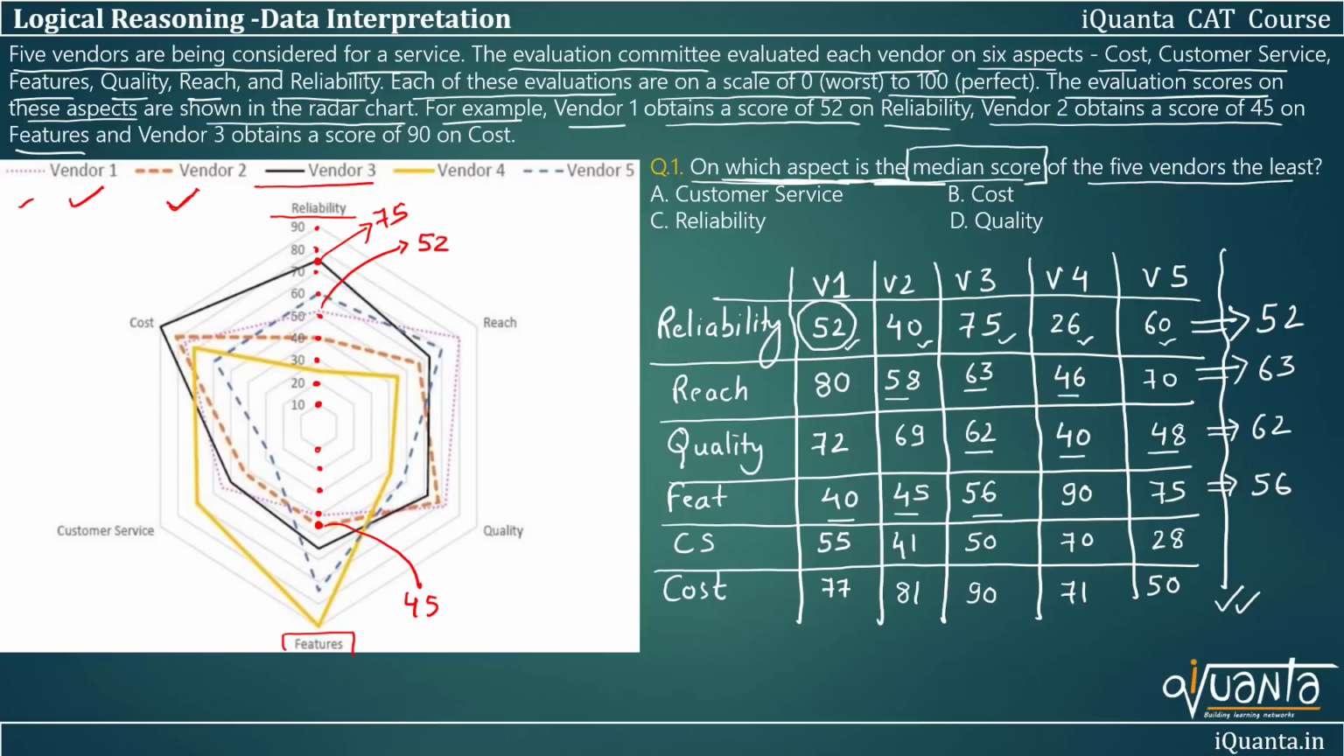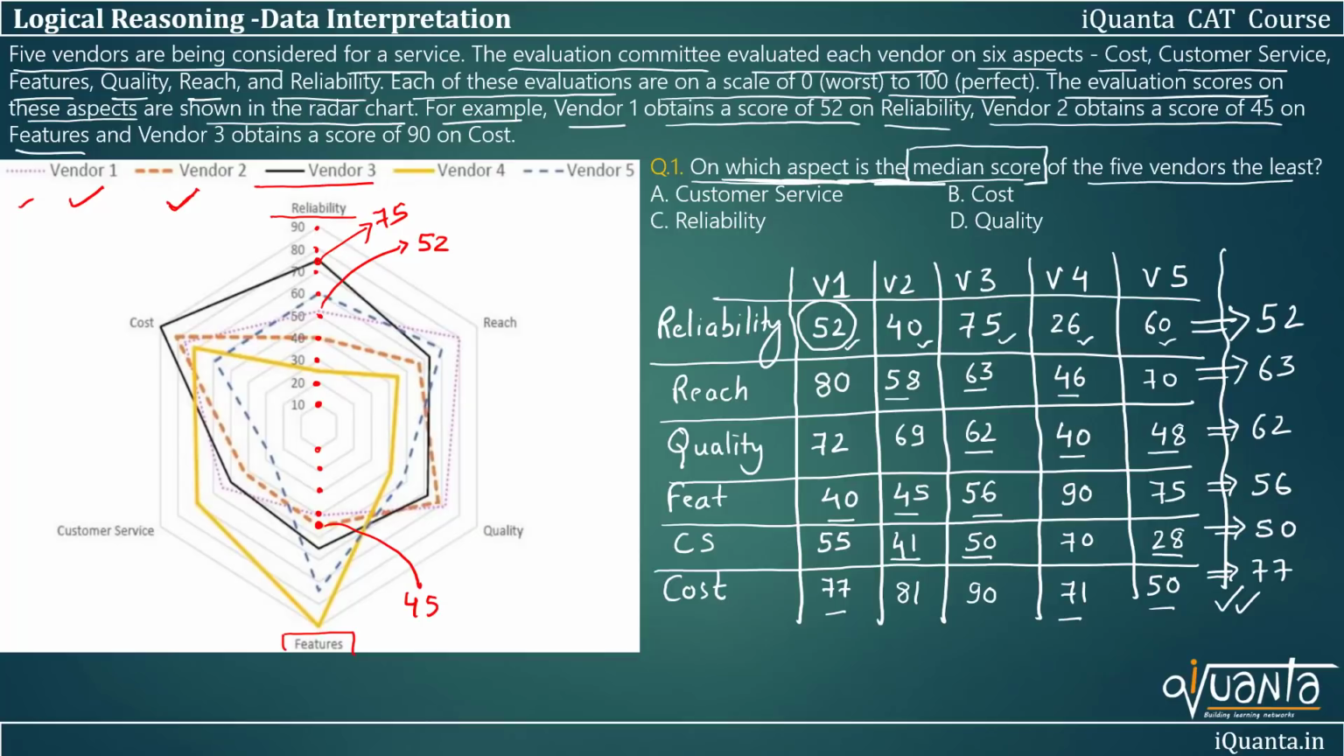For customer services, 28 is the least, then we have 41, then we have 50. So 50 will be the median here. At last for cost, 50 is the least, then we have 71, then we have 77. So 77 will be the median over here.